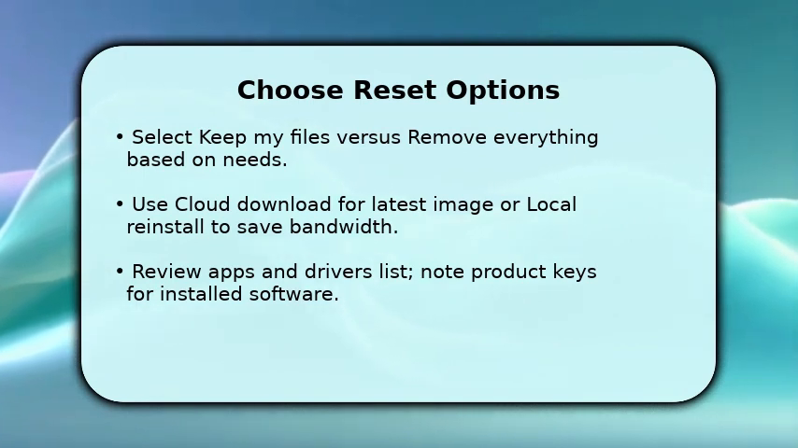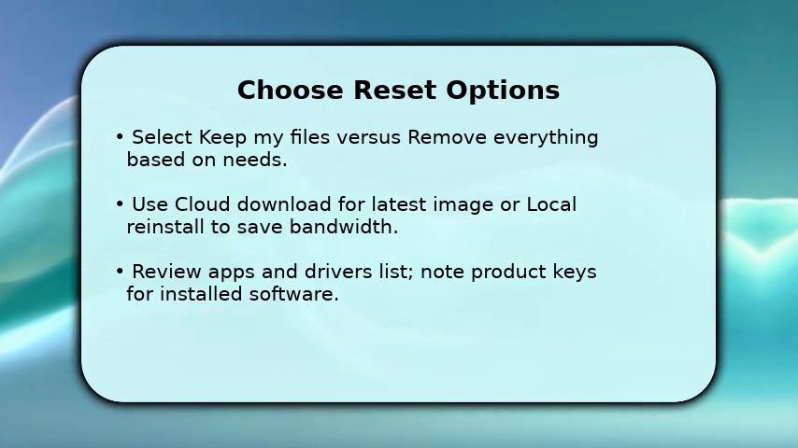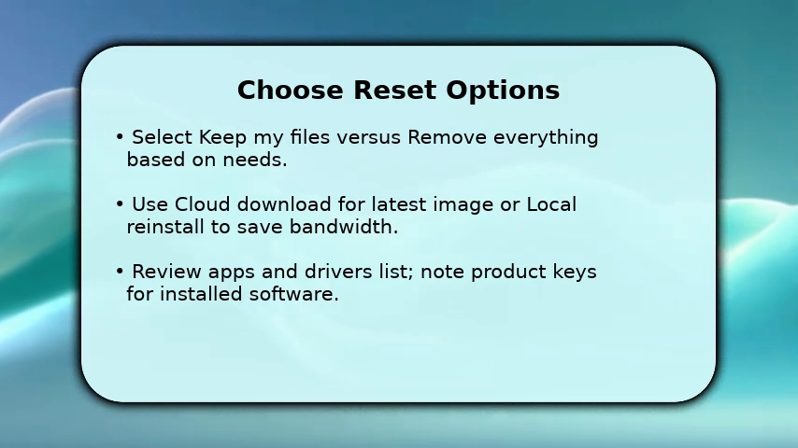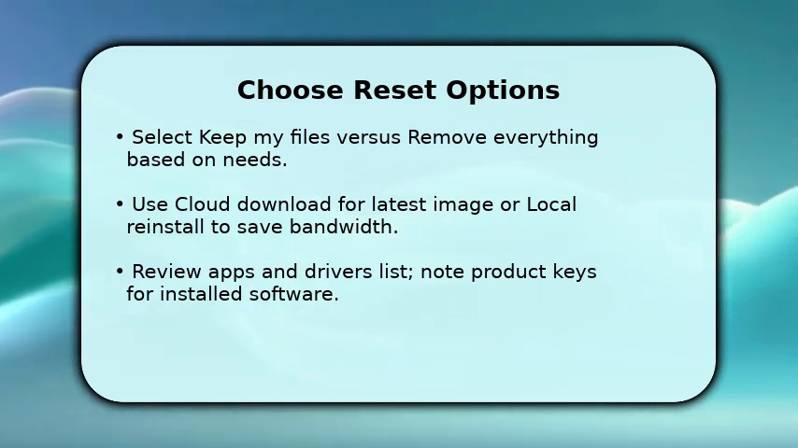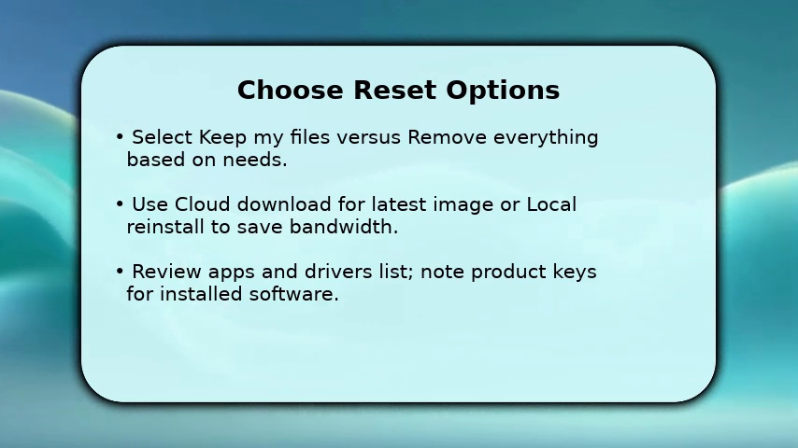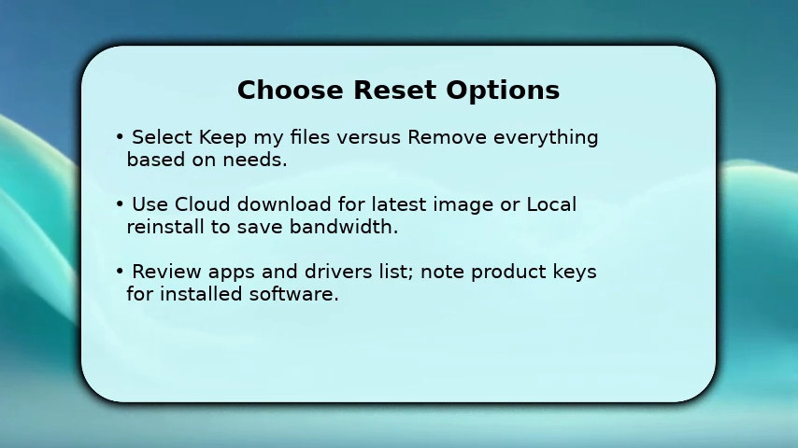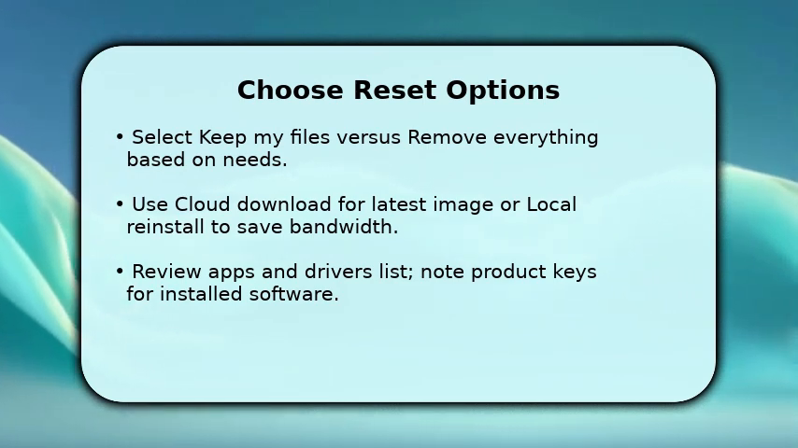Then pick Cloud Download to fetch the newest image or Local Reinstall to use the device image and save bandwidth. Make sure to review the listed apps and drivers that will be removed so you can reinstall essentials. Once configured, confirm and start. The Surface will restart and begin the process.